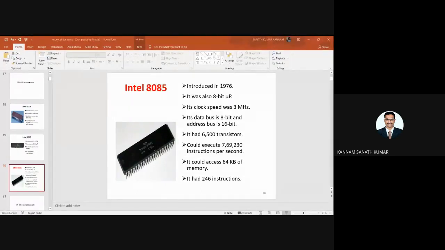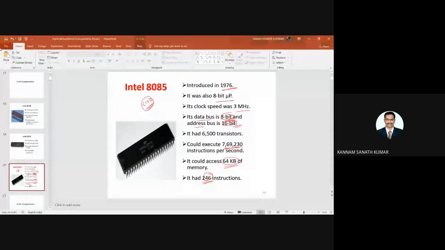It can access up to 64 kilobytes of external memory. It had a total of 246 instructions. Remember, this microprocessor is CISC architecture. CISC means Complex Instruction Set Computer. It consists of complex instructions, so you need to remember some hundreds of instructions before working on this microprocessor.